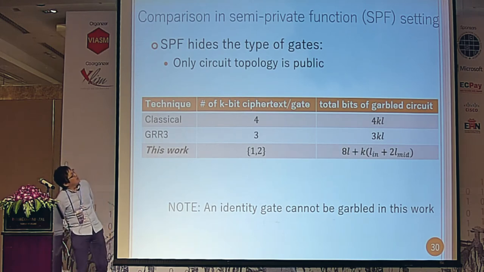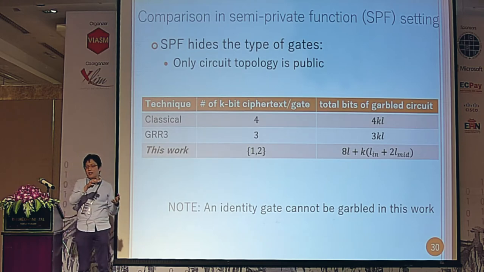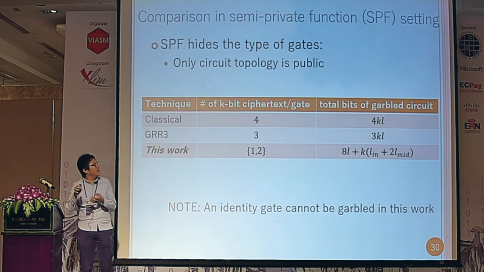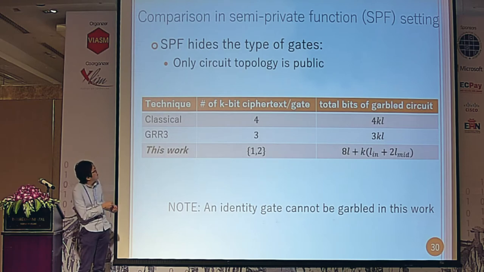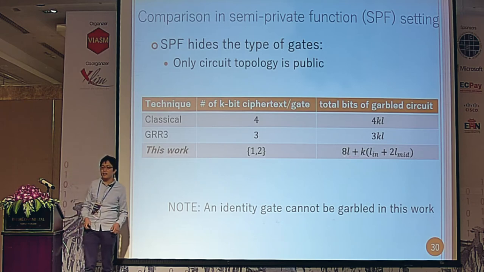The next comparison is in the semi-private function setting. Semi-private function means that the topology of the circuit is public, but the type of gate, meaning XOR or AND or NOR or something, is private. In this setting, the most efficient known scheme is GRR3. This requires totally 3 times k times the number of gates. And this work costs this one. That is always better than GRR3. So in the SPF setting, our scheme is the most efficient scheme.